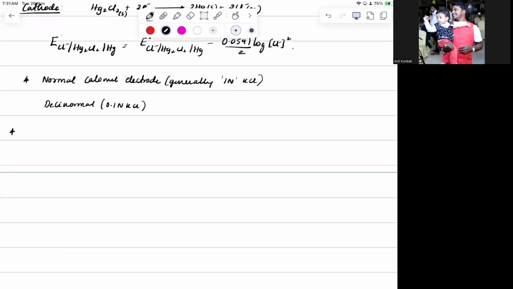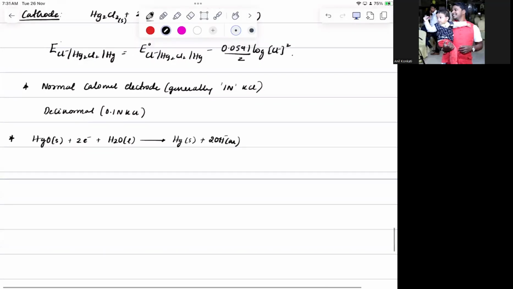Next, another example which I took was Hg. Which one did I take? HgO, right? HgO solid plus 2 electrons plus H2O liquid will convert into Hg plus 2 moles of OH minus aqueous. Again, use this equation and write down the value in this case.